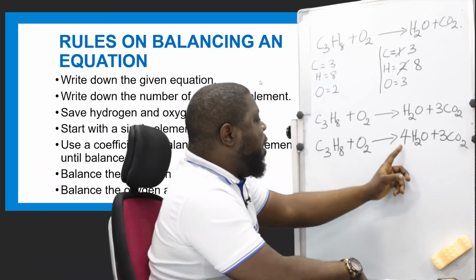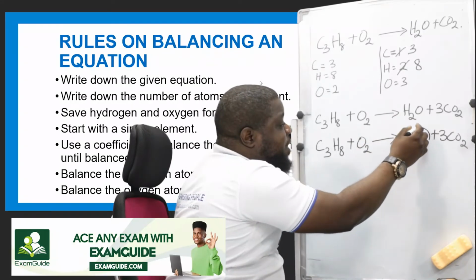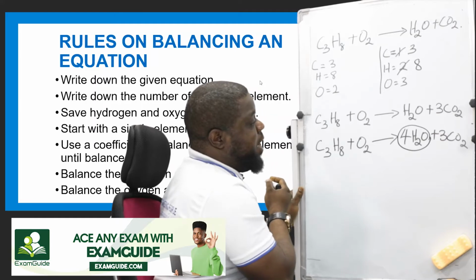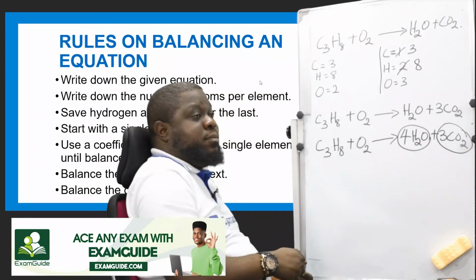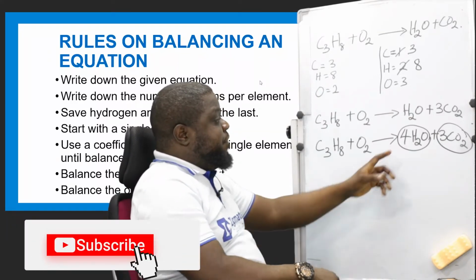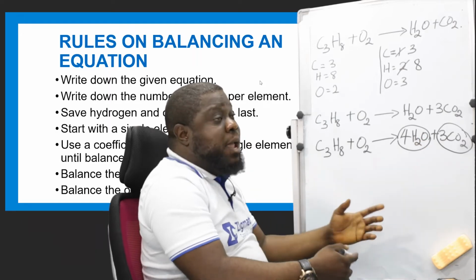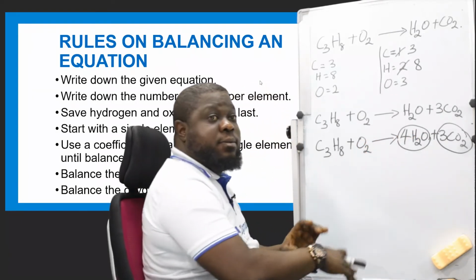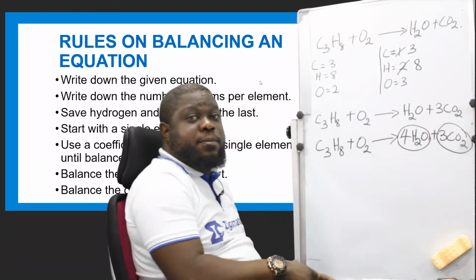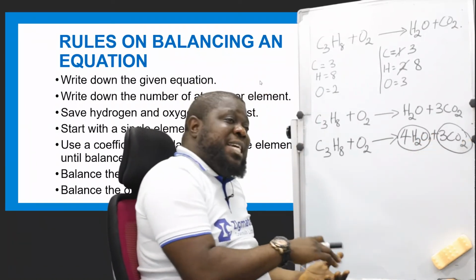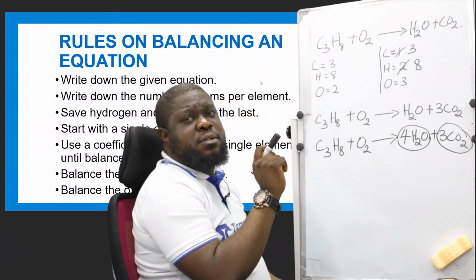Okay? This 4 that is being placed here is going to affect every single element here. And this 3 will affect every single element here. As you can see, 4 times 2 for hydrogen. This 4 will still affect oxygen. Why? Because the oxygen and hydrogen are together. This 3 will affect oxygen. Why? Because the oxygen and carbon are together. But we are still balancing the elements individually.